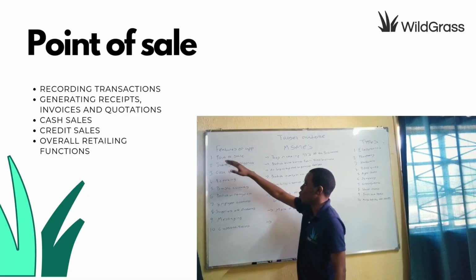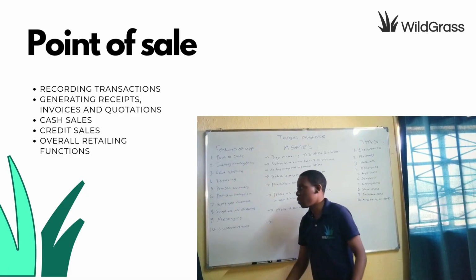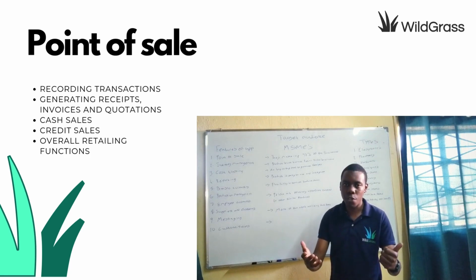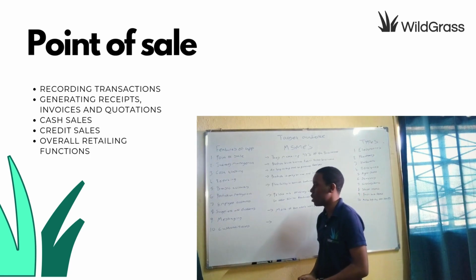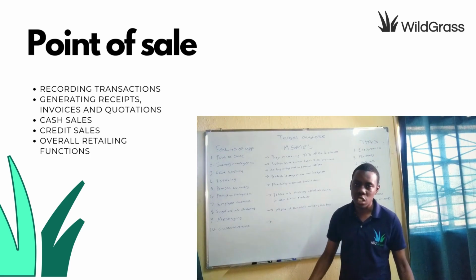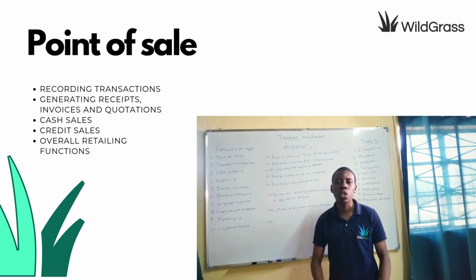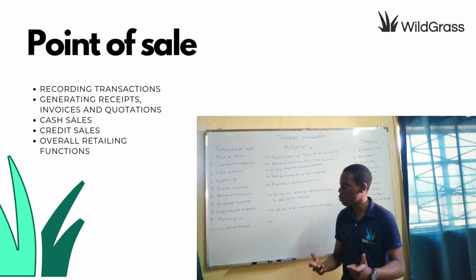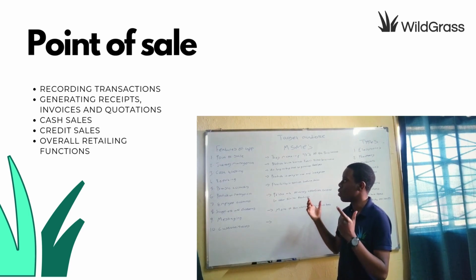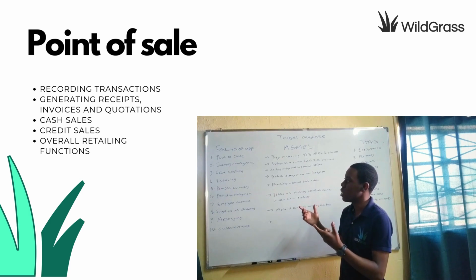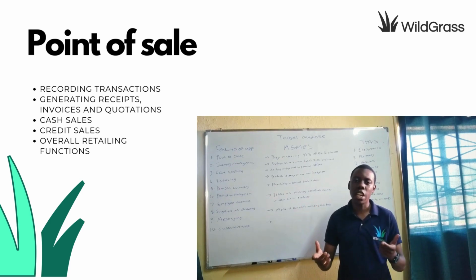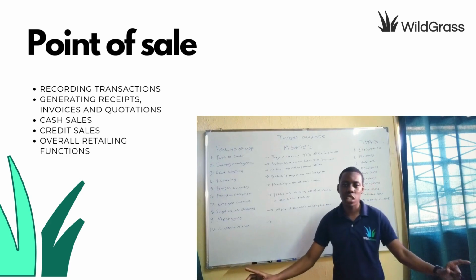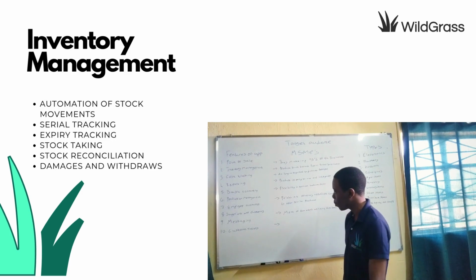So features, we've got the point of sale functionality of the application, which is the core feature of the application. This is simply where transactions are recorded, whether it's sales, whether it's a credit transaction, whether it's generating your invoices, quotations, that sort of thing. So the point of sale functions of the application help with the retailing side of a business, recording transactions in real time as they happen.